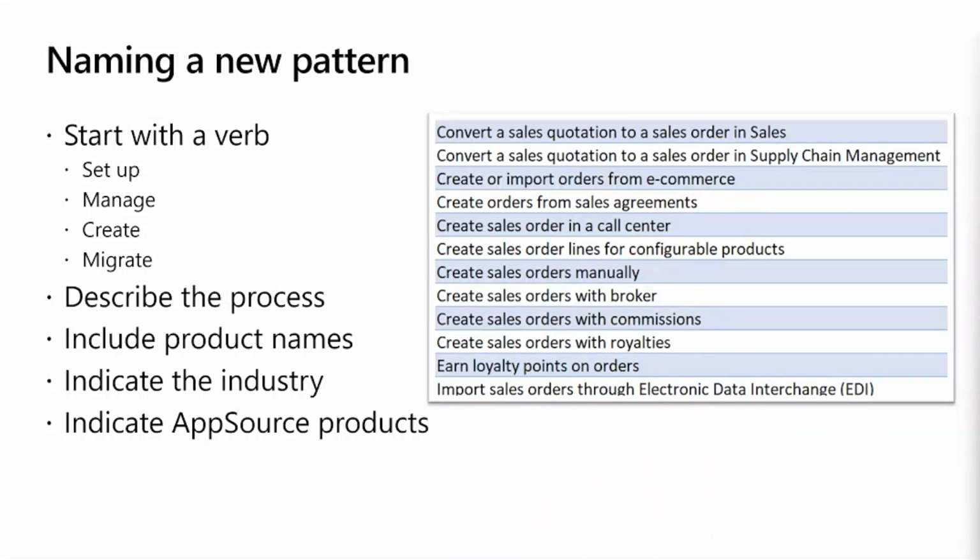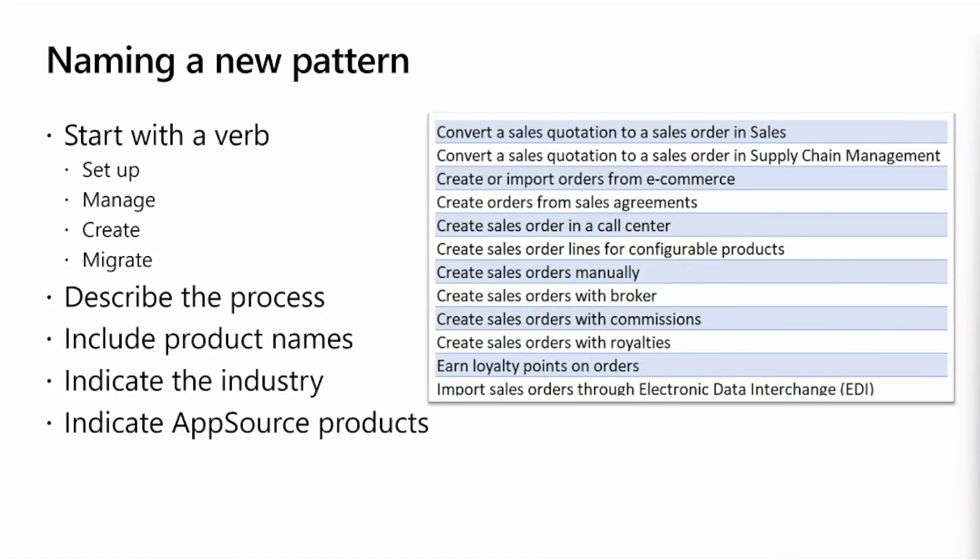On the right-hand side, you can see a screenshot. This is an excerpt that comes from the business process catalog. These are all patterns of creating a sales order in the order to cash area. So you're going to start with that verb, and then you're going to describe the process. So, the first example you see in the screenshot on the right is convert a sales quotation to a sales order. And then we've included the product name, in Sales or in Supply Chain Management. So those are the 2 different products that we offer that support that same process.